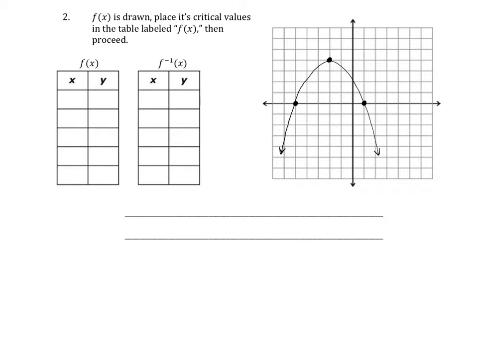So I see the point 1, 0, right? So I'm going to put that here. I see the point -2, 4. So I'll put that here. And then I see the point -5, 0. Alright, so step 1 is taken care of.